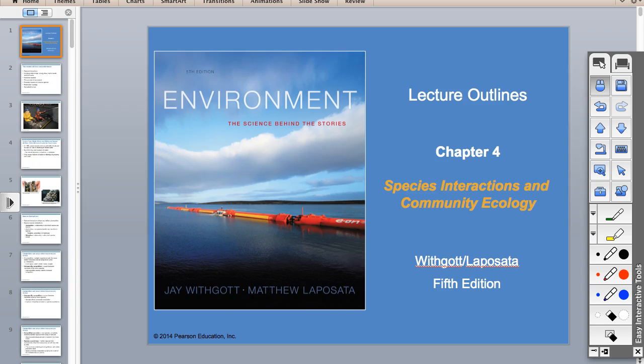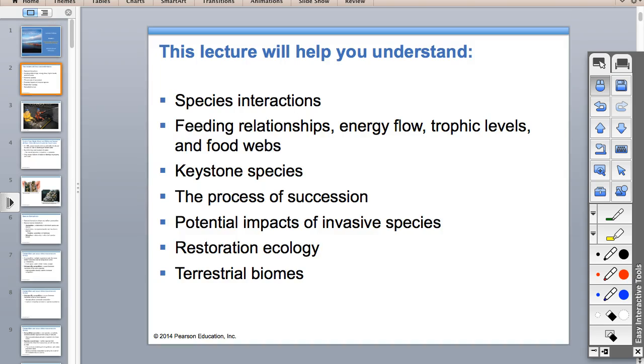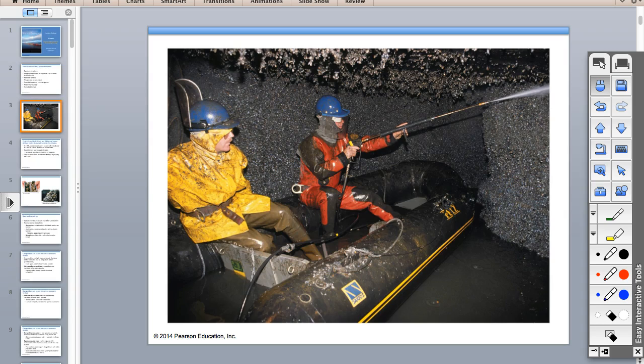All right, so chapter 4. Let's get started with this one. This is more of what we're talking about: energy flow and feeding relationships, that kind of thing, and biome. So these guys are power washing some mussels. Those are mussels in a pipe that was, I think, going into a power plant or a factory. They are living in the water, and they have completely covered the inside of this pipe.